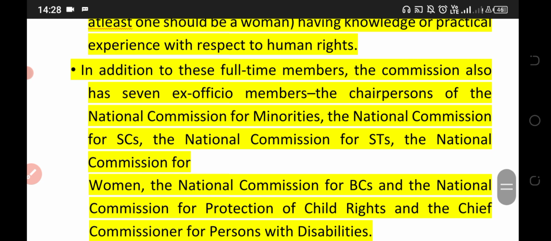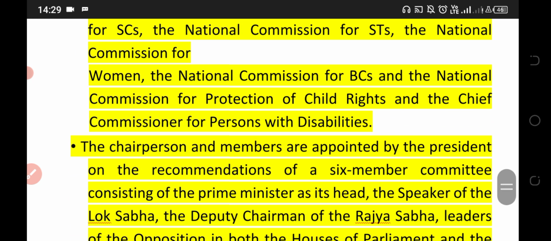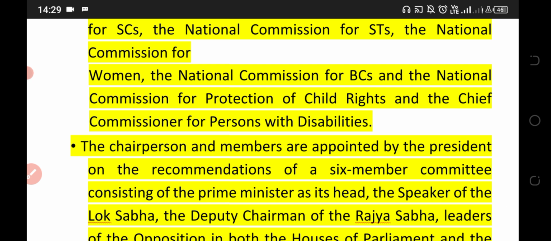In addition to these full-time members, the Commission also has seven ex officio members. The chairpersons of the National Commission for Minorities, National Commission for SCs, National Commission for STs, National Commission for Women, National Commission for BCs, National Commission for Protection of Child Rights, and the Chief Commissioner of Persons with Disabilities.